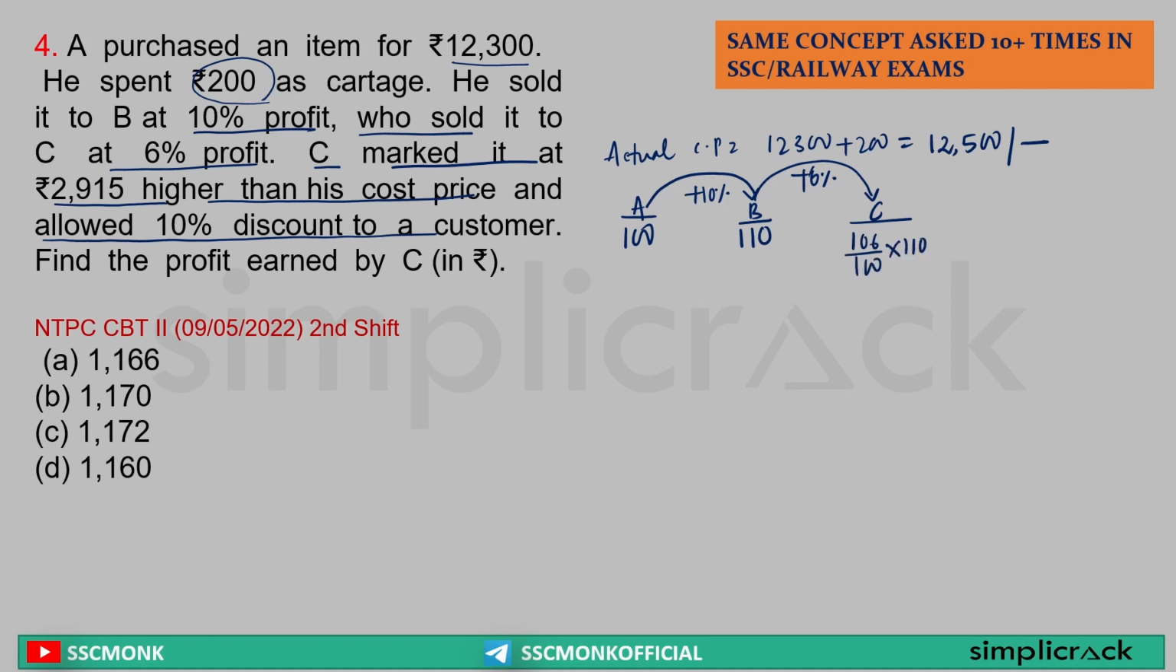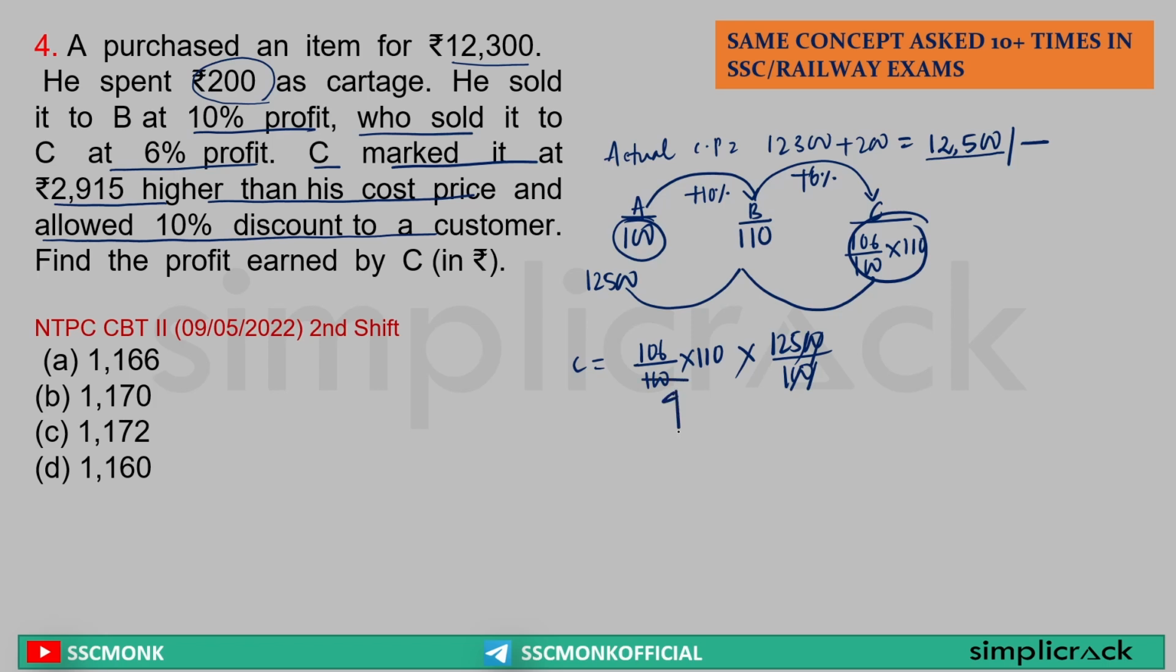Yes or no? Yes. So that means when A was selling to B, the cost price was what? 12,500. Now he sold to B, then B sold to C. So C's cost is what? Sir, for 100, this is the cost price. So for C, the cost price will be 106 by 100 into 110 multiplied by 12500 by 100. 0 crossed out. Yes or no? Yes. 25 4s are 100. 25 5s are 125. Yes or no?